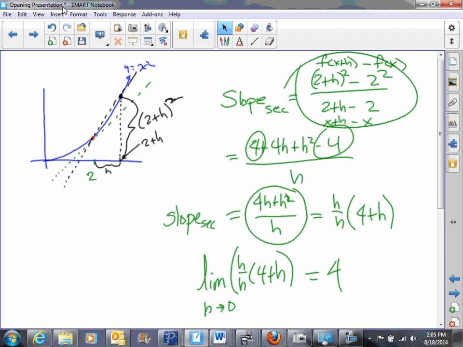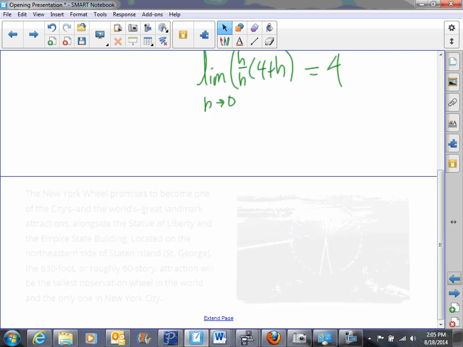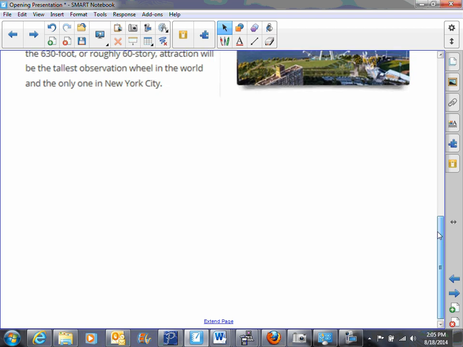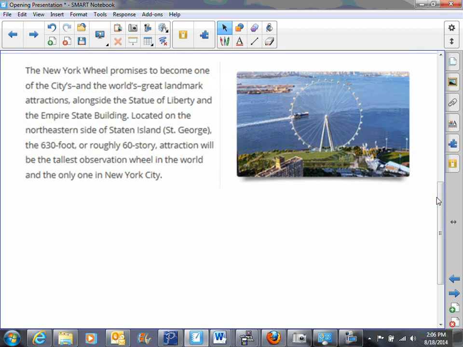Now, let's go on a little bit more with limits, and what we're going to do now is take a look at the New York wheel. It's 630 feet tall, and actually it doesn't exist yet, apparently. I saw something about it being projected to open in 2016. But let's imagine that once it's built, we ride in the New York wheel, and we decide right from the top to drop a penny.